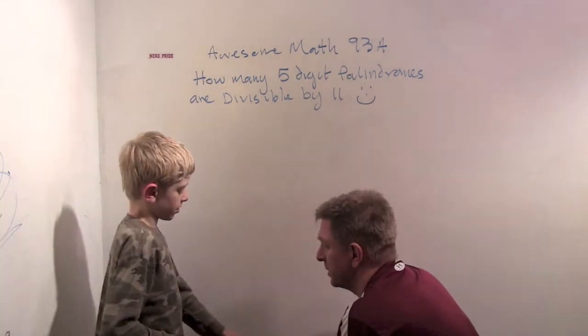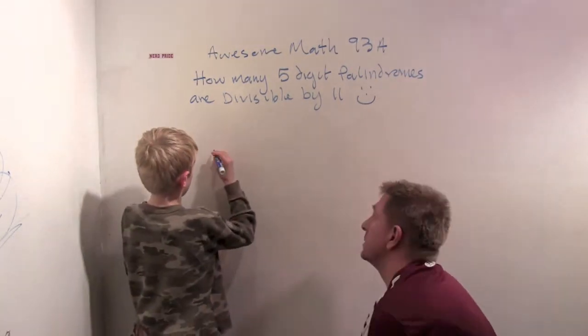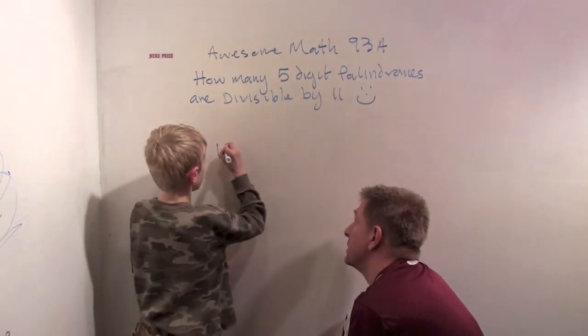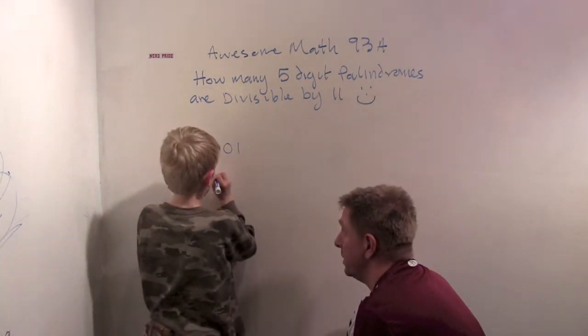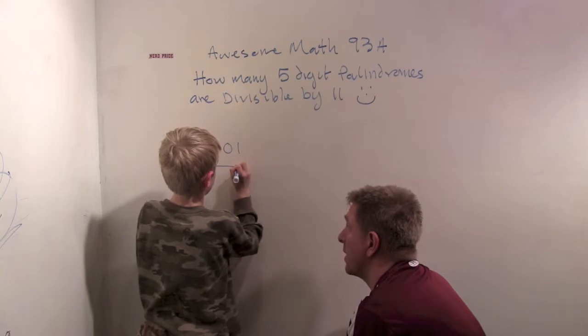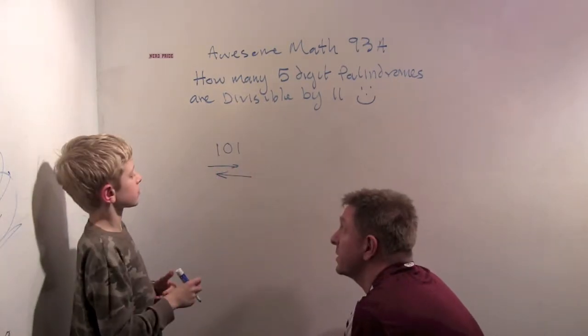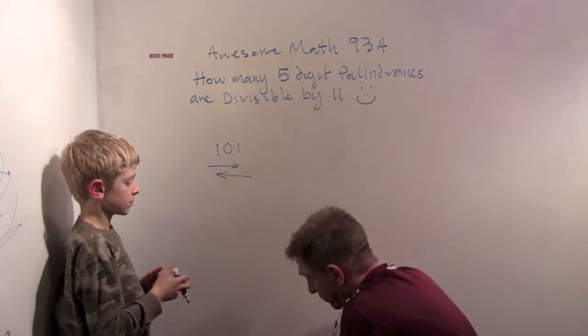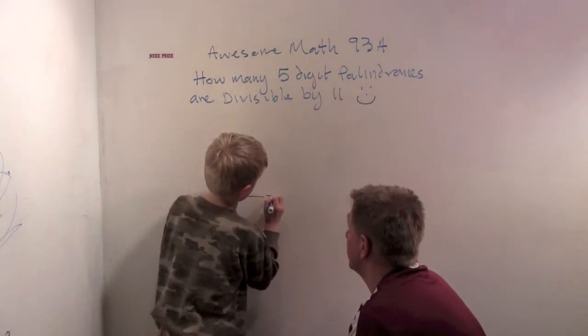It's a number that, like, 1, 0, 1 would be a palindrome. It's a number that's read the same forwards or backward. Okay, awesome. Very good. And it says how many 5-digit palindromes are divisible by 11.